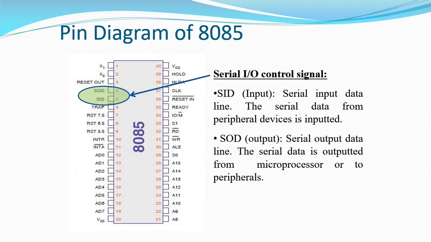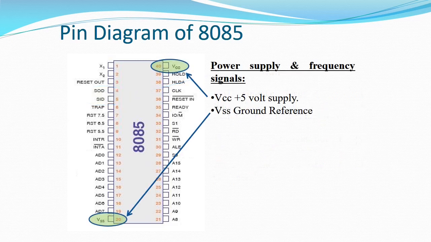The 8085 microprocessor has serial communication capability. For serial communication, SOD and SID pins are used as highlighted in the slide. SID means serial input data and SOD means serial output data. VDD and VSS are the power supply pins. As the 8085 microprocessor is TTL compatible, a plus 5 volt supply is applied to the VDD pin of the microprocessor and the ground is applied to VSS.